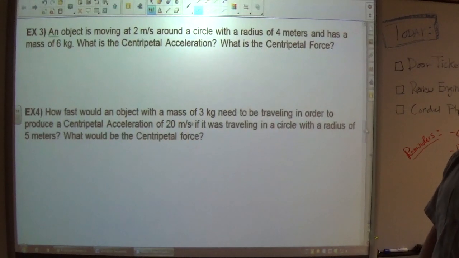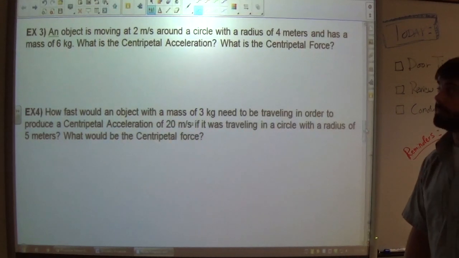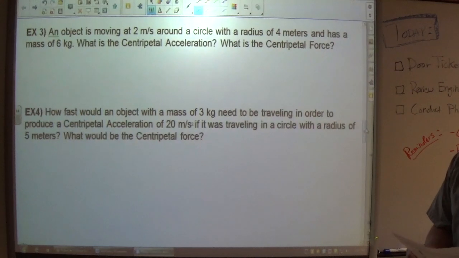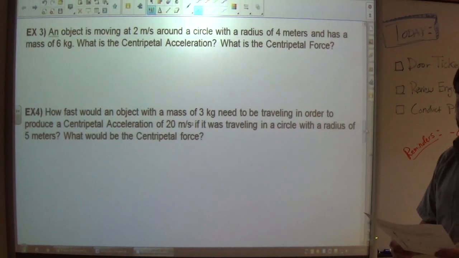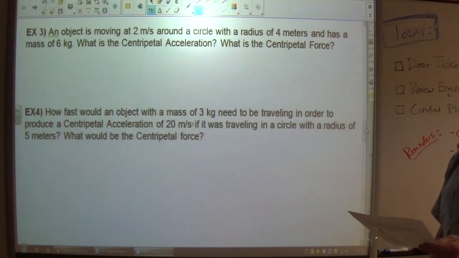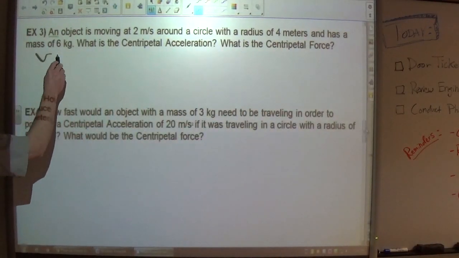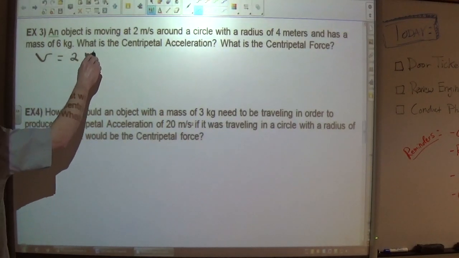So in example 3, they're asking us to figure out that if an object is moving at 2 meters per second around a circle with a radius of 4 meters, has a mass of 6 kilograms, what is the centripetal acceleration and what is the centripetal force? So just like any other circular motion problems, you guys are definitely going to want to list the variables, and you're also going to want to list the equations. So look at what they give us. They give us velocity of 2 meters per second.